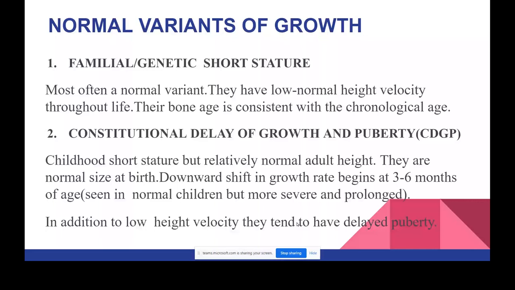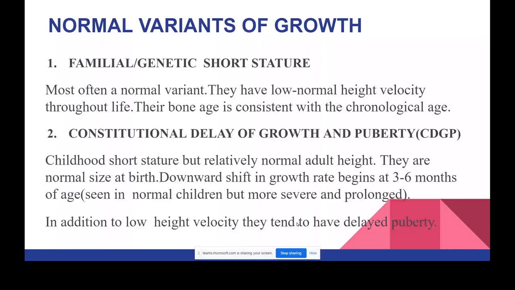This can happen even in normal babies who are not short later on. But in CDGP there is a slight flattening of linear growth at the age of 3 to 6 months. In normal babies they catch up quite quickly, but in CDGP it is more severe and prolonged. Someone without CDGP might catch up at the age of 6 or 7 years, but these children usually catch up towards puberty, 12 to 14 years of age. In addition to the low height velocity, they tend to have delayed puberty as well.